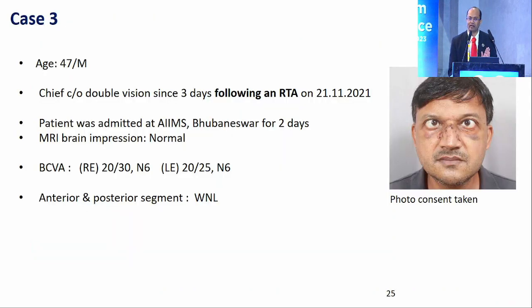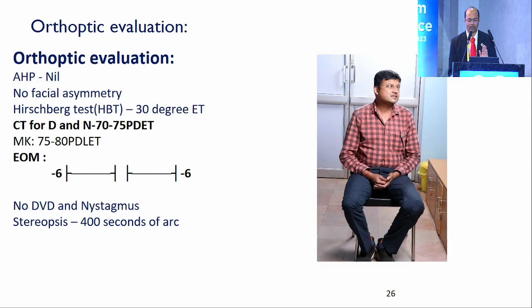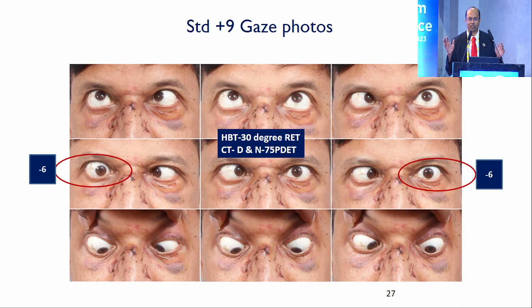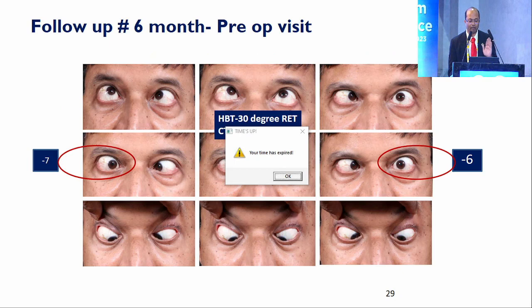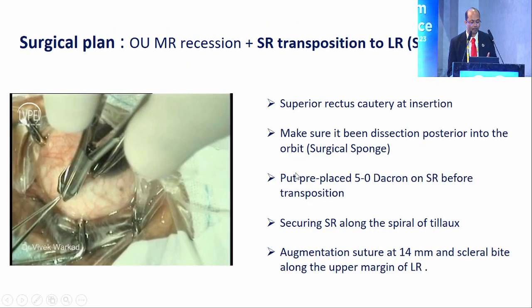This is another interesting case, traumatic bilateral sixth nerve palsy. Look at the AHP, gross abduction limitation, -6. It's not crossing even beyond the midline from the adducted position, with more than 70-75 prism diopters of esotropia. What to do? Again, the wait and watch strategy. I waited for this patient to improve over a period of time as a natural recovery, and then there was a very large residual esotropia with motility limitation.